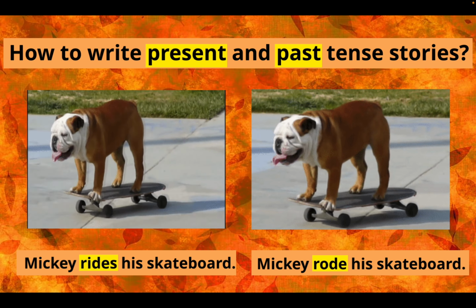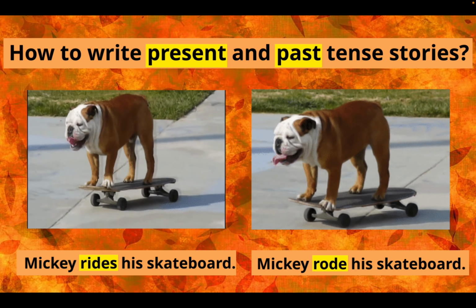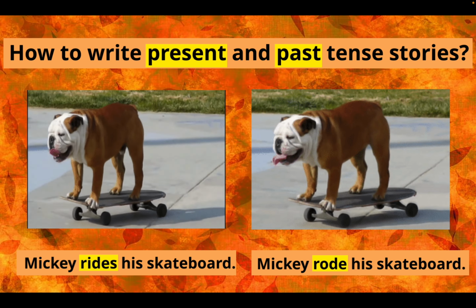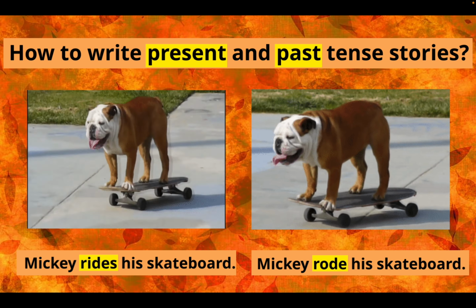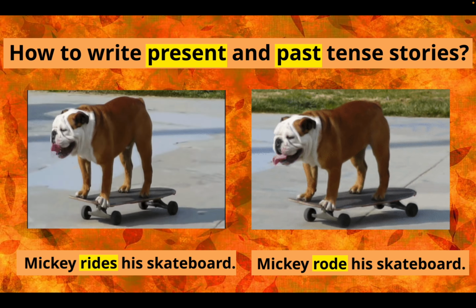One of our subscribers, Vamshi, asked me to do a video on how to write present and past tense stories. And here it is. In the first visual, you can see a dog going on a skateboard.